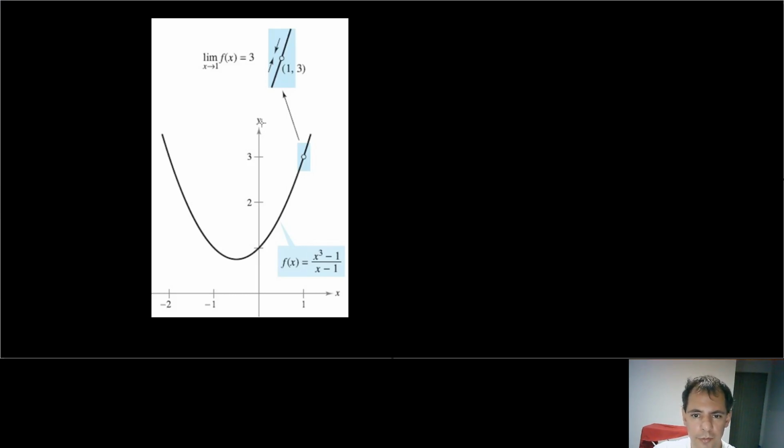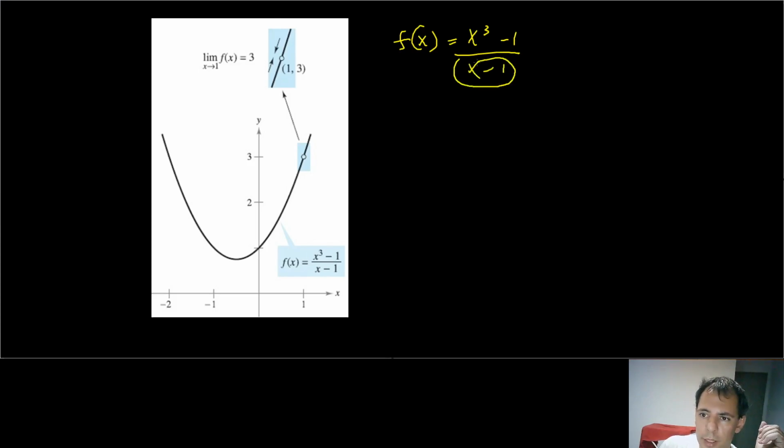Now, if you have a function like this, how do you know that it's a removable discontinuity? Well, try to get rid of the denominator. I'm just going to write the function in here. So f of x equals x cubed minus 1 divided by x minus 1. Try to get rid of this stuff because x cannot be 1 in here. If x is 1, then this is going to become 0, and you don't want a 0 in the denominator.